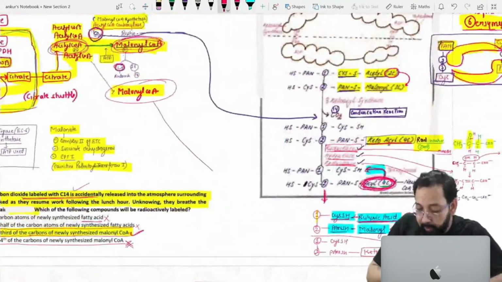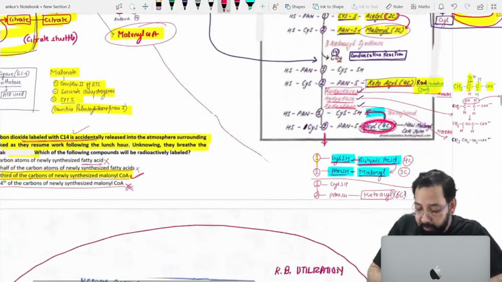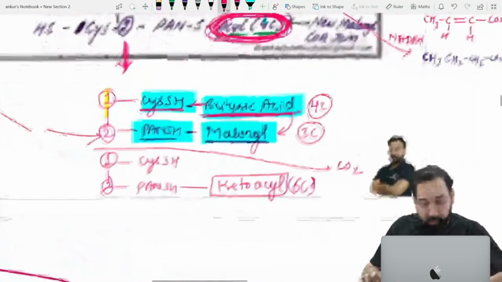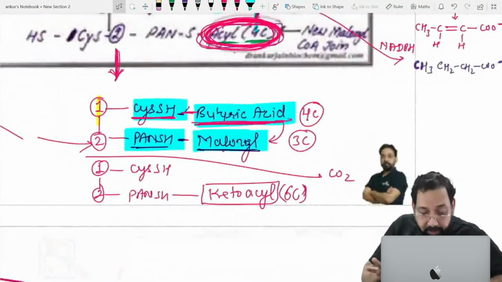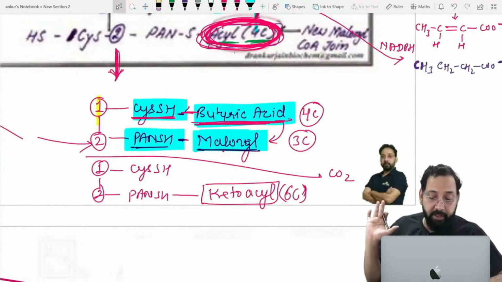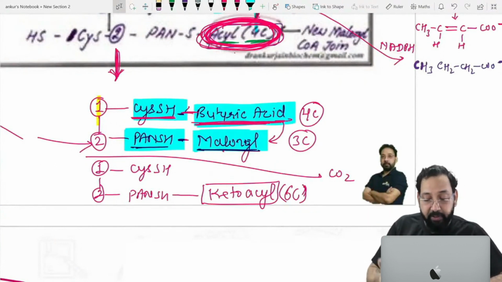One malonyl coenzyme was used here. The second malonyl coenzyme will come and will bind to which end? The pan end. All these reactions are occurring in the cytosol. Butyric acid was synthesized in the cytosol. So now the cysteine end is having butyric acid, the pan end is free, and malonyl came and bound to the pan end.